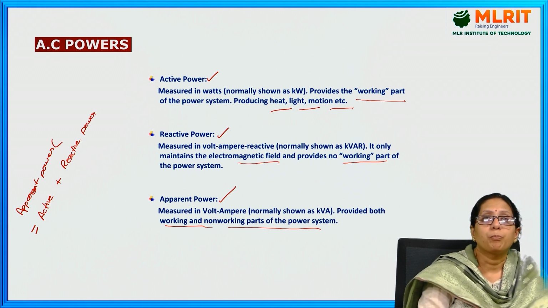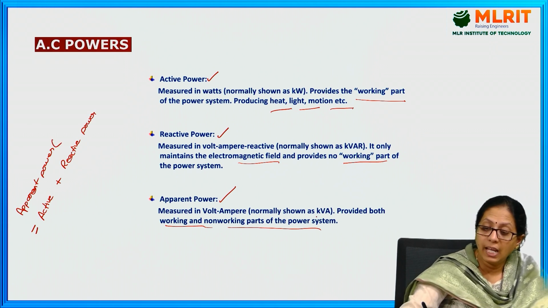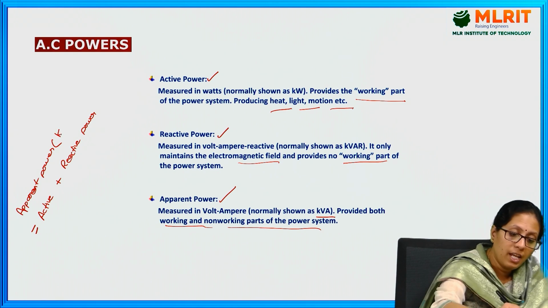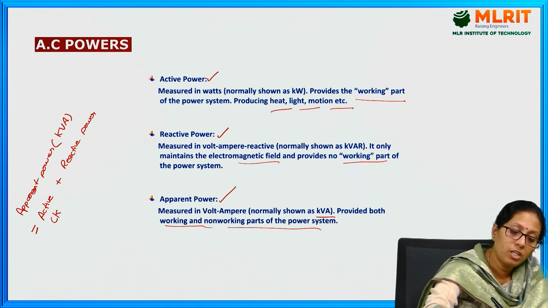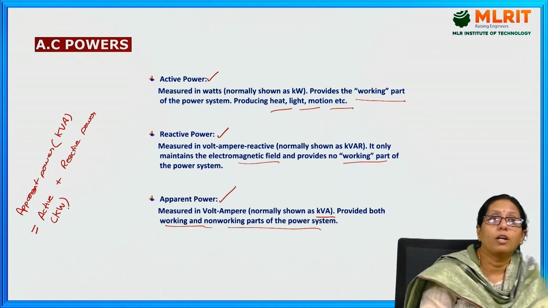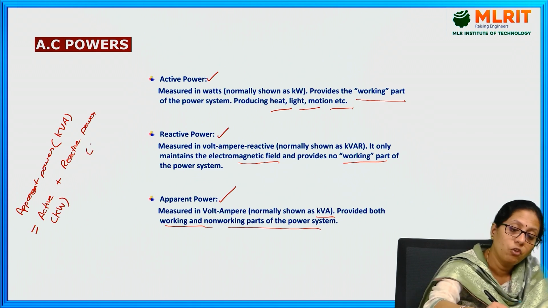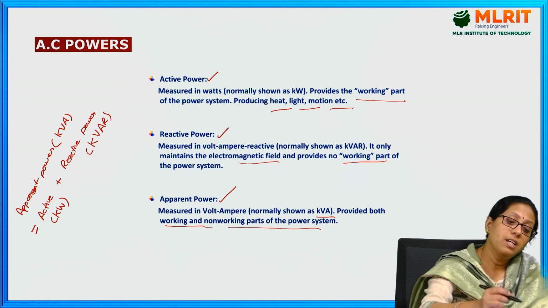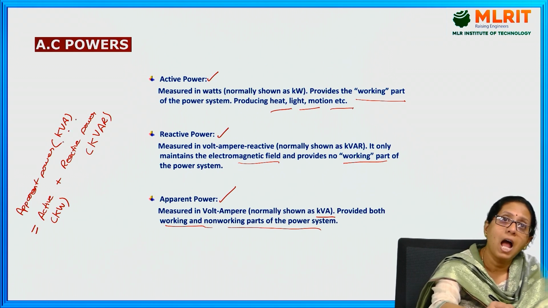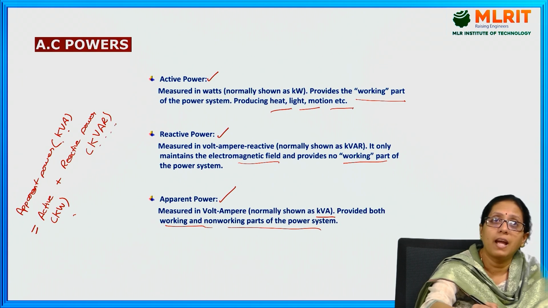Apparent power you will be measuring in kVA. Active power you will be measuring in kilowatt. Reactive you will be measuring in kVAR. That means kilovolt ampere reactive. This is kilovolt ampere. This is kilowatt. This is kilovolt ampere reactive.